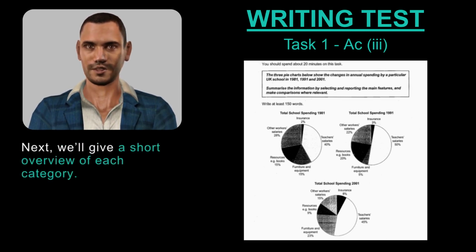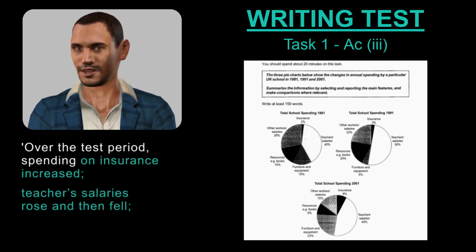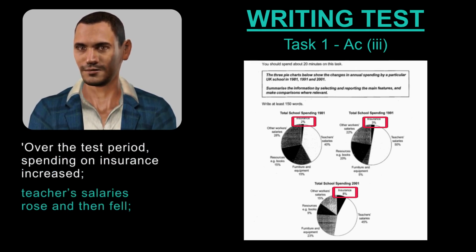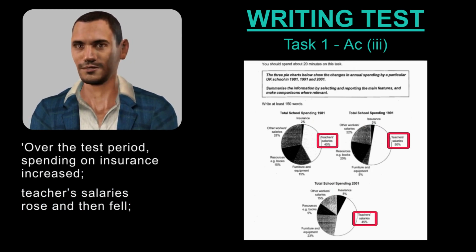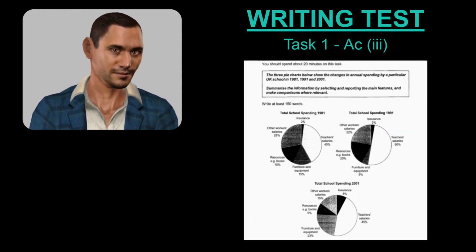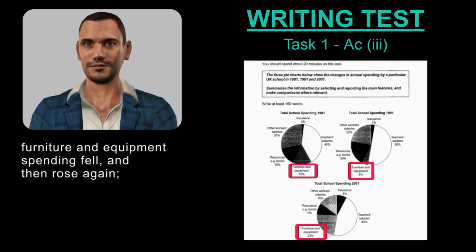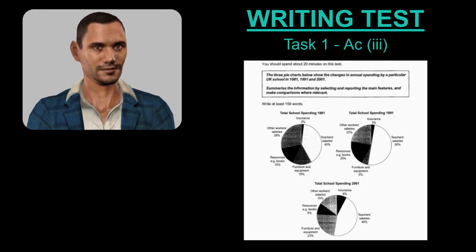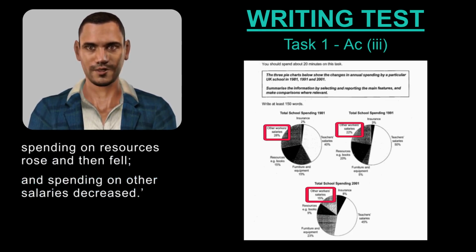Next, we'll give a short overview of each category. Over the test period, spending on insurance increased. Teachers' salaries rose and then fell. Furniture and equipment spending fell and then rose again. Spending on resources rose and then fell. And spending on other salaries decreased.